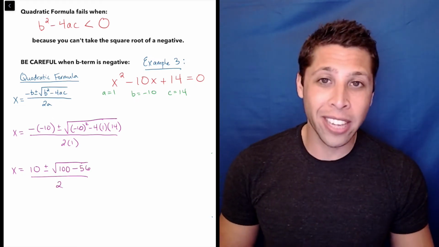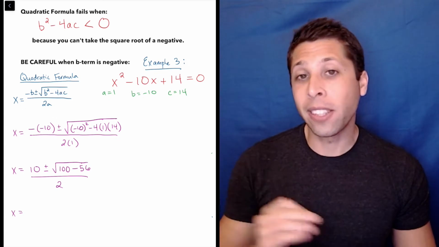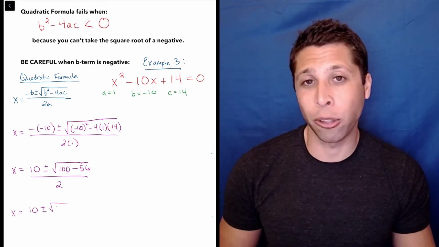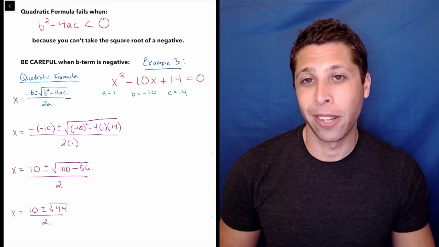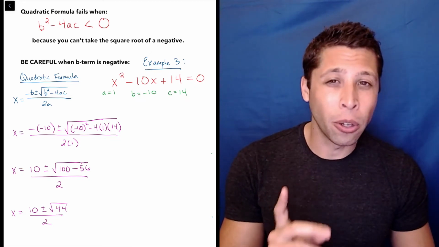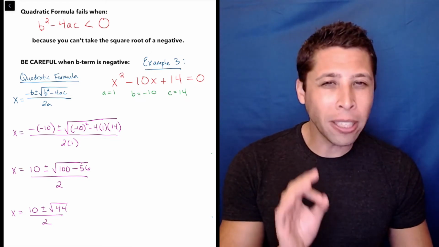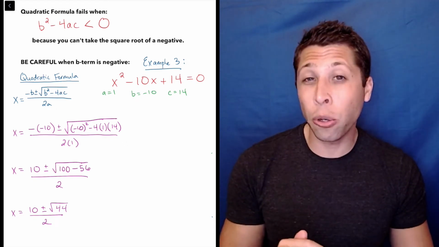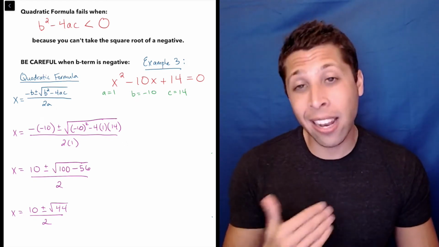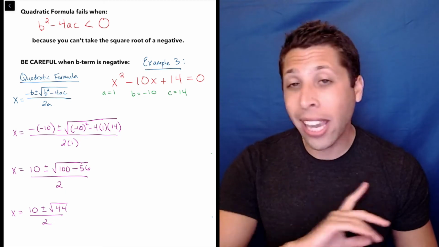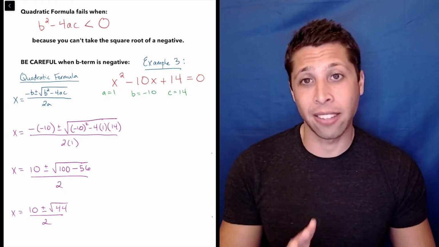When we simplify the 3 groups, we get positive 10 plus or minus the square root of 100 minus 56, all over 2. This gets us to 10 plus or minus radical 44 all over 2. Now we have to be careful with how we deal with the division in the fraction. It's very tempting to divide the 10 by 2 or both the 10 and the 44 by 2, but we can't do either of those, at least not yet.